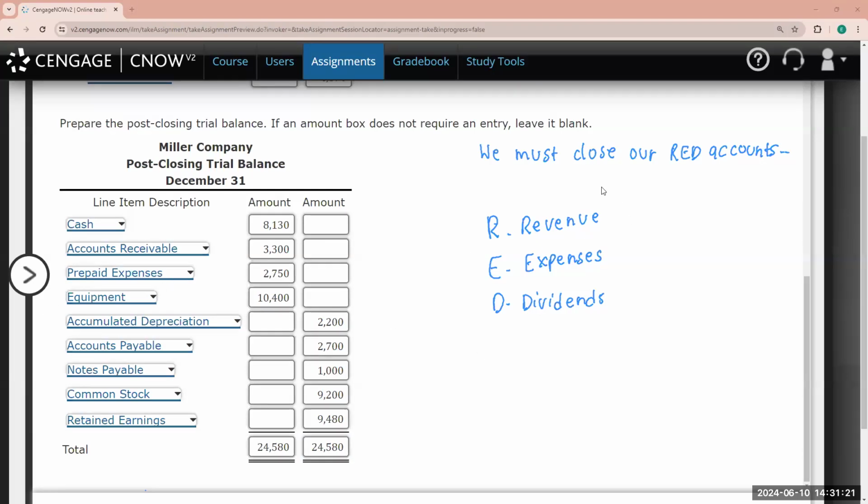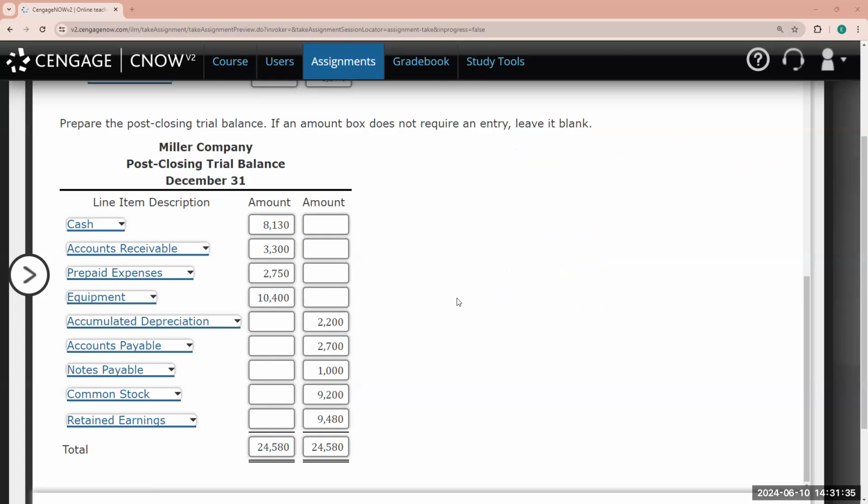We've closed our temporary accounts, our revenue, expense, and dividends. We have our permanent accounts and we transferred the balances to our retained earnings, and we are ready to begin the new accounting cycle.